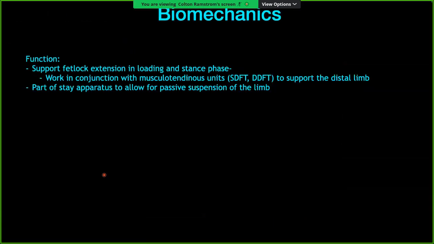A brief bit on the biomechanics. Fairly simple. It's not an easy job that it does, but a fairly simple job. It supports fetlock extension in the reception, loading, and stance phase. So it'll work in conjunction with the flexor tendinous units to support the distal limb as the horse is weight bearing. Then it's also part of the stay apparatus for passive suspension of the limb.